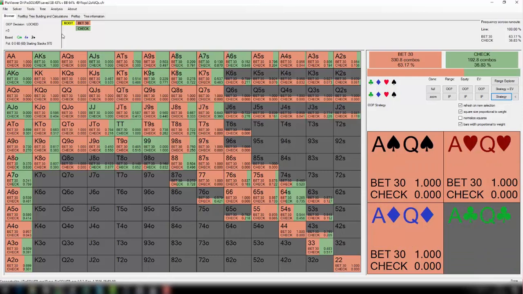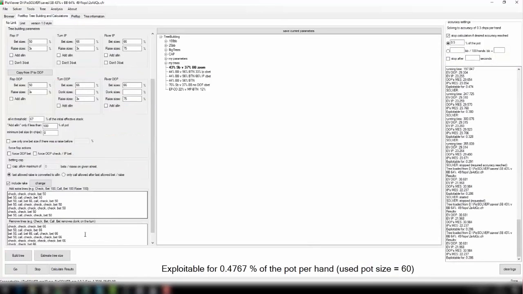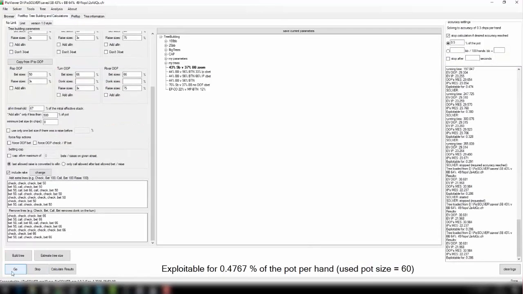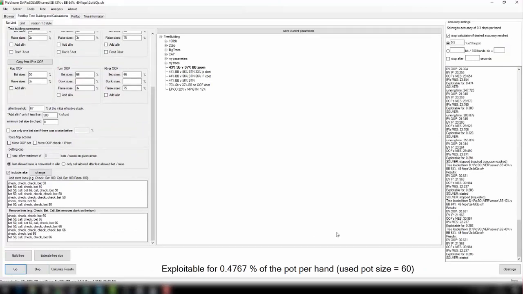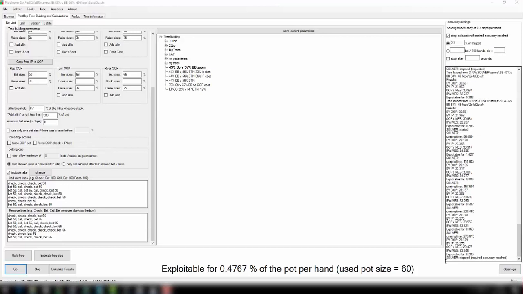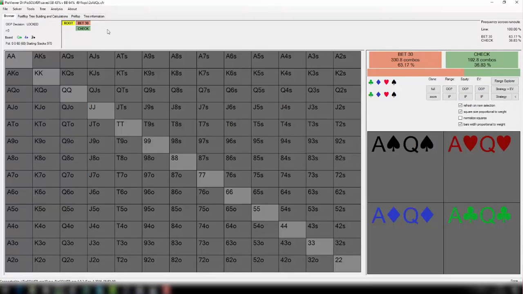So we can see that the range has been locked, and now if we go back and hit go, it'll resolve for us. I'll come back when it's finished. So the solve has stopped. It's reached the required accuracy that is specified. Let's go in and take a look at the results.